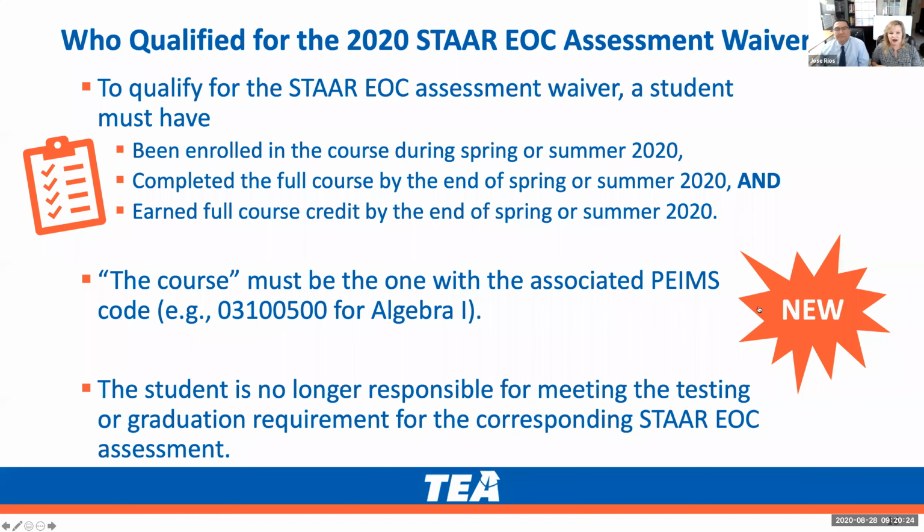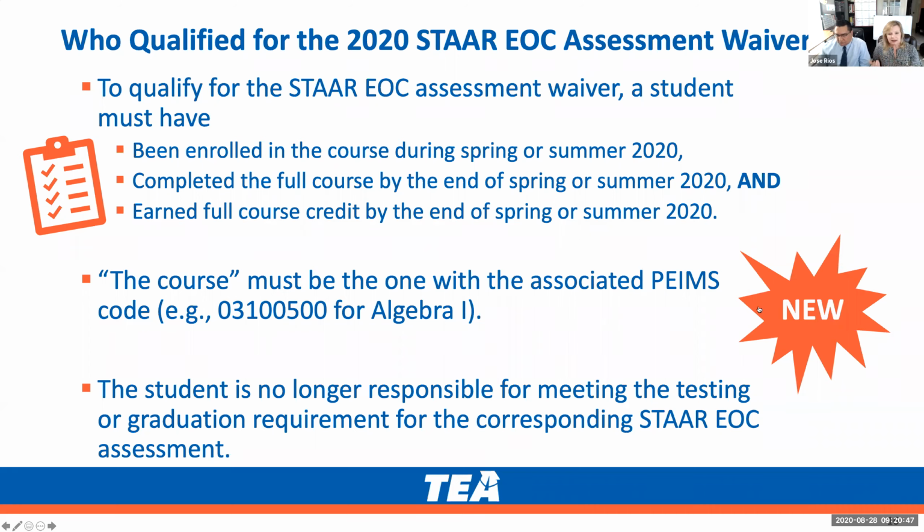Now that doesn't mean all of it was taken in spring or summer. They could have started it in the fall and then completed full course credit in the spring, which is what most students do. And they have to have earned the credit. So if they failed, that doesn't count because they're going to have to repeat the course. But if they earn full credit by the end of the spring or summer 2020, then they get the STAAR end of course assessment waiver.